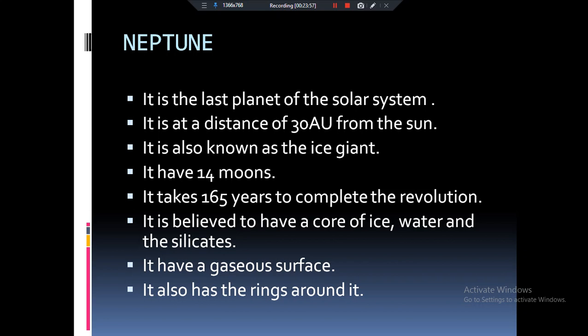It has 14 known moons. The temperature on this planet is very low. It takes nearly 165 years to complete one revolution around the sun. 165 years. It's just equal to twice our age. Now you can imagine the formation of the seasons on Neptune. That's why these planets are unfit for life and we are not looking for life on such planets.